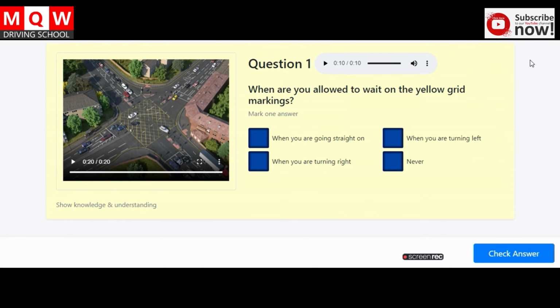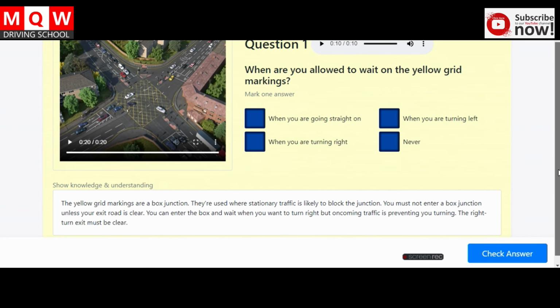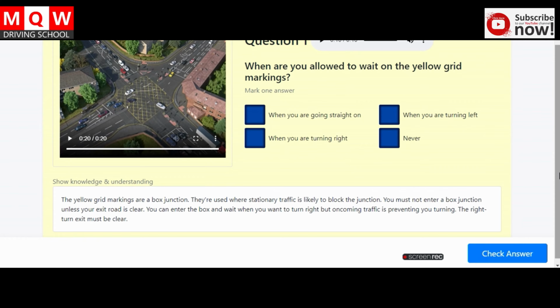So this is the information to understand as well. This is what they say. The yellow box grid markings are a box junction. They are used where stationary traffic is likely to block the junction. You must not enter the yellow box unless your exit is clear. You can enter the box and wait when you want to turn right, but oncoming traffic is preventing you from turning. So this is the junction, and the right turn exit must be clear.